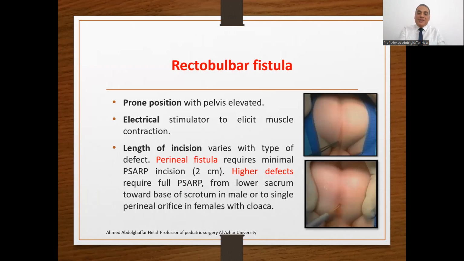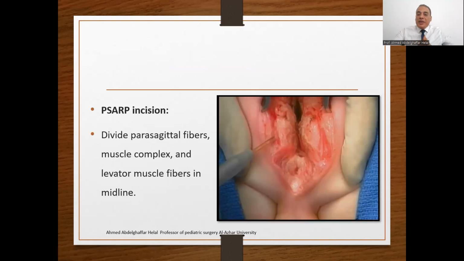Rectobulbar fistula: we place the child prone with the pelvis elevated. An electric stimulator is used to determine the exact position of the muscle sphincters, and the length of the incisions varies, starting from the tip of the coccyx and ending at the perineal orifice. The perineal fistula sometimes requires minimal sagittal incision, and the higher defect may require full sagittal incision. As we see, the sagittal incision will divide what's called the parasagittal fibers.